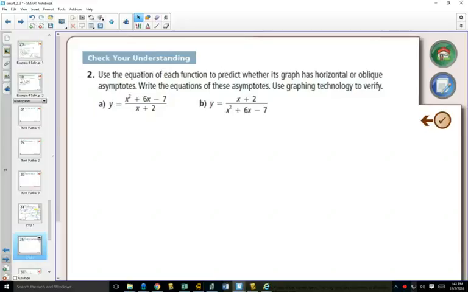Use the equation to predict whether it has a horizontal or oblique asymptote. We're also going to look at vertical asymptotes or holes. So we're going to sort of do everything in each of these ones to get us prepared. Can you factor the top of A?